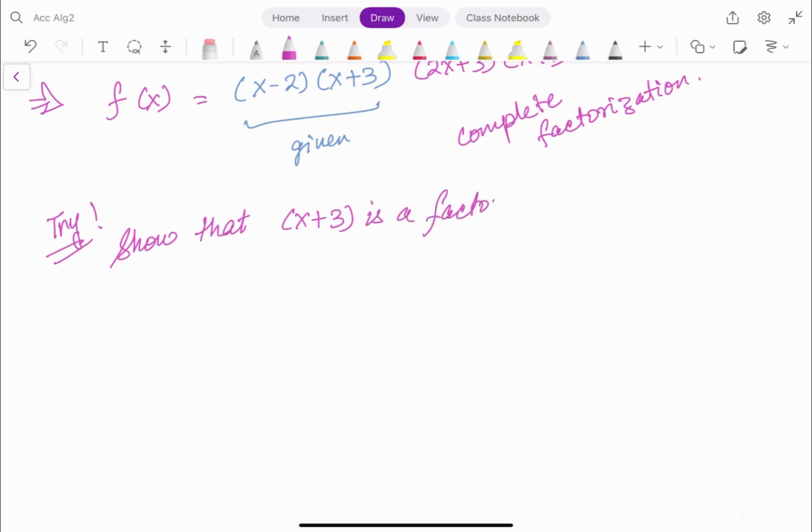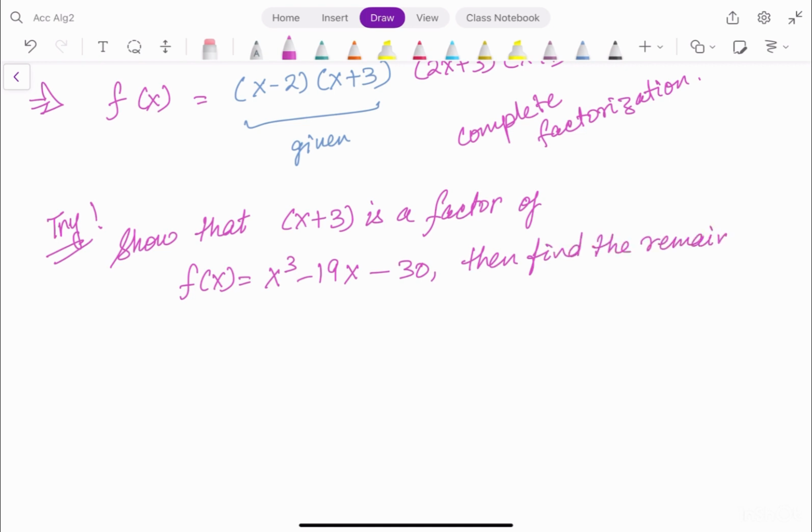So this is the question. Factor of f of x is equal to x cubed minus 19x minus 30, and then you need to find the remaining factors of f of x. But if you look at the function closely, something is missing from this function. So the hint is, because x squared is missing, after x cubed we are jumping directly to x, use the x squared term as well.